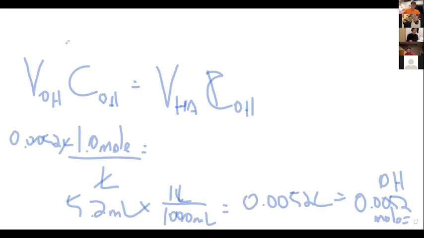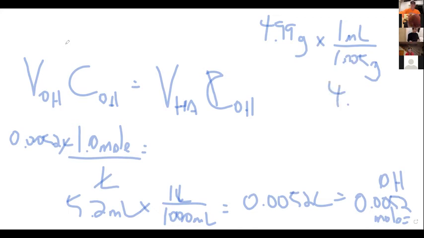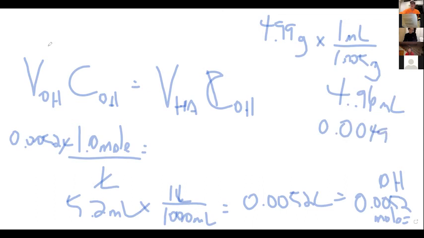4.99 grams. So what did you calculate as the volume? 4.965 ml. Right, because you did 1 ml over 1.005 grams, right? Yeah. So what was it, 4.99 grams? What's the volume? Oh, 4.965 ml. Right, doesn't change much. 4.96 ml. So that's 0.00496 liters.